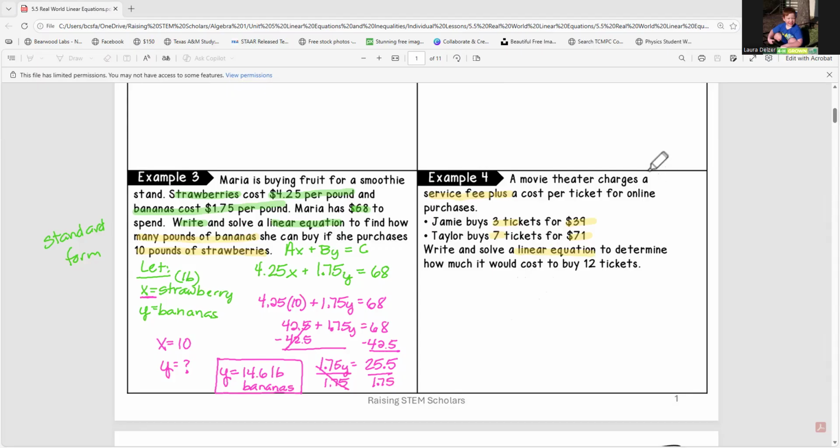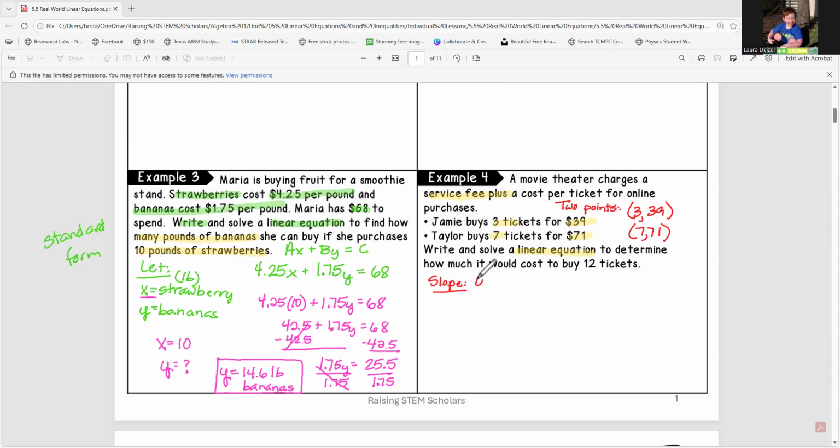This is going to be our 4th type that was up there in the notes. This is going to be when you have 2 points. Okay. We have 2 points. The first one is Jamie's point. For his 3 tickets, he spent 39. And then we have Taylor, for their 7 tickets, they spent 71. Okay. Now that we have our 2 points, we can easily calculate slope.